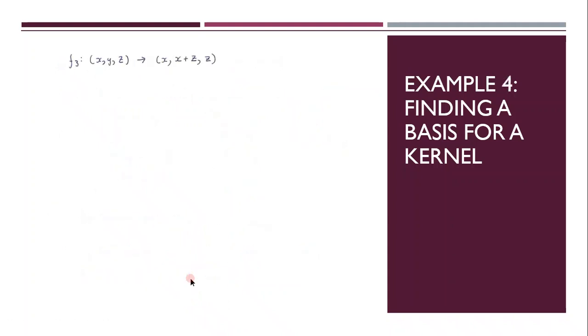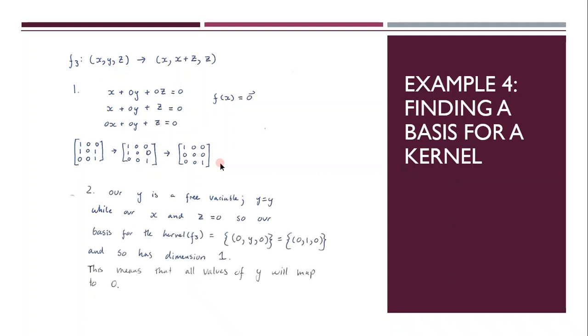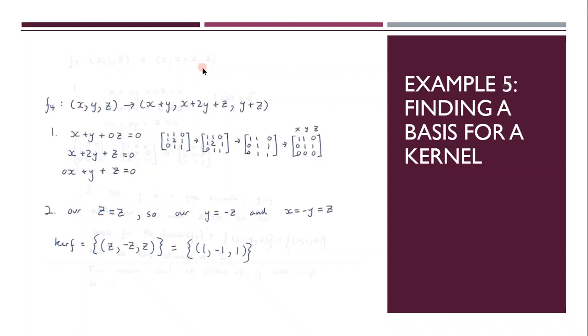Let's do another example. Let's try to find the kernel of this one. You perform Gauss-Jordan elimination. As you can see, you have a missing variable there, or a free variable. So you just do what you usually do when you're finding a solution space, and define it, and then you get your basis for the kernel. And this has dimension 1. Essentially, as you can see here, all multiples of y will map to 0. There's just no y in the transformation function.